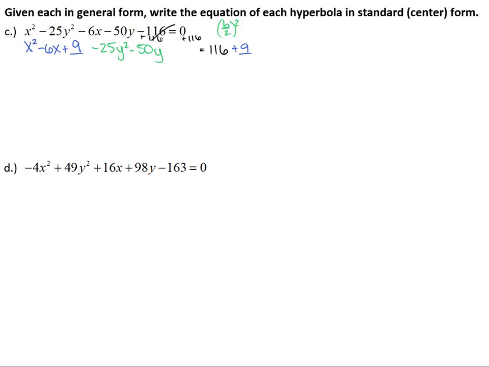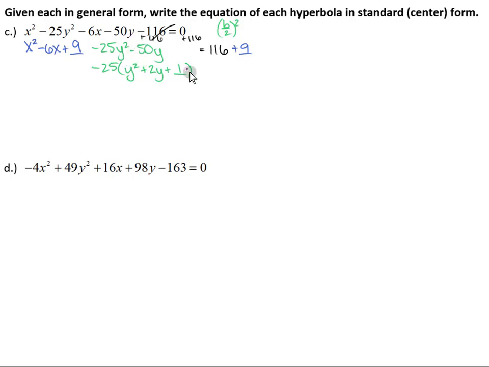Now y is going to be a little more complicated. We need to factor out negative 25 from both of these. Remember, if there's a coefficient in front of y squared, we got to divide it out of both. So when I divide that out of both, we're left with y squared plus 2y. And that's where we set up our blank. Okay, half of 2 is 1, and 1 squared is 1. So again, half of that value squared ends up being 1.